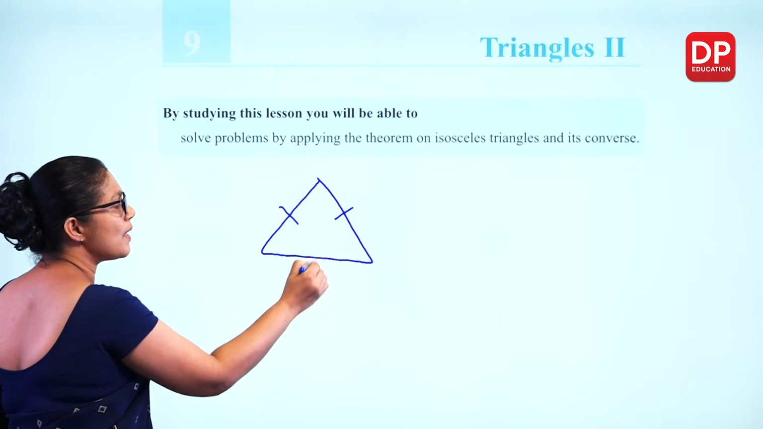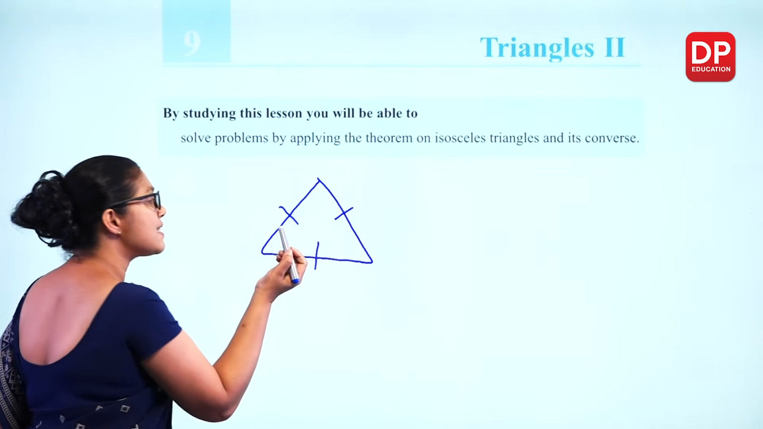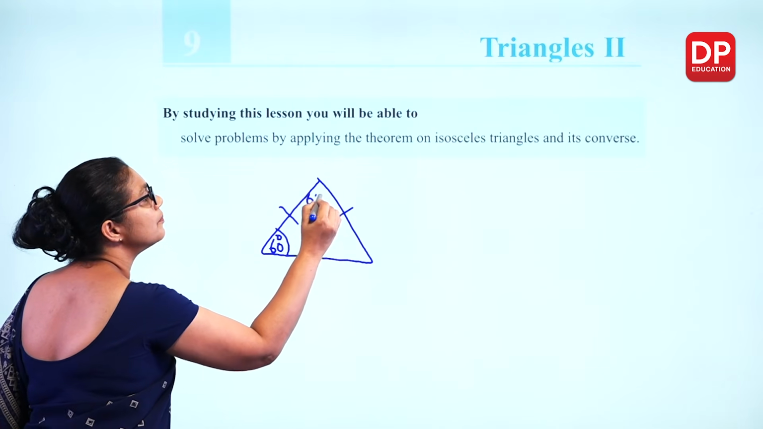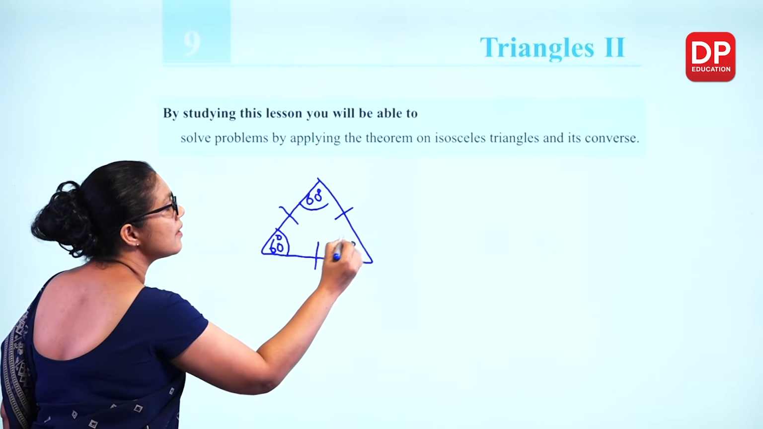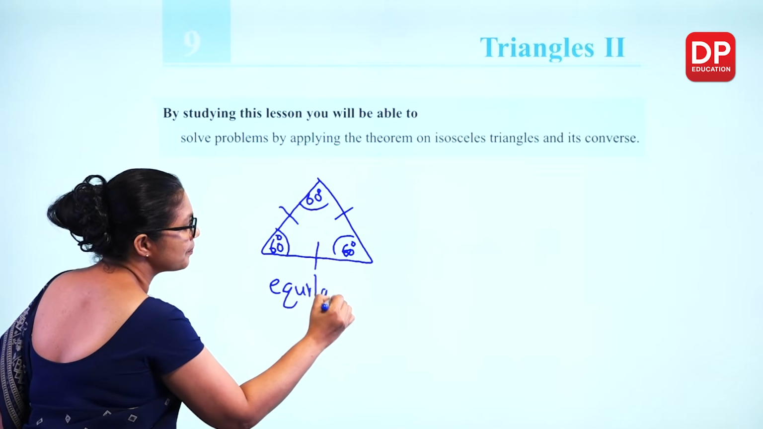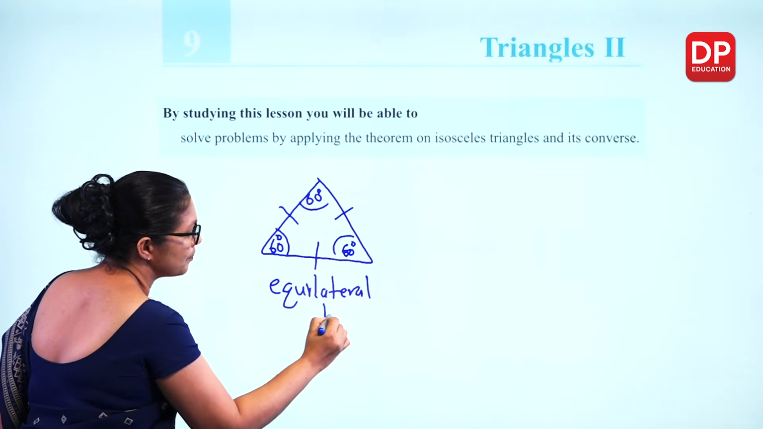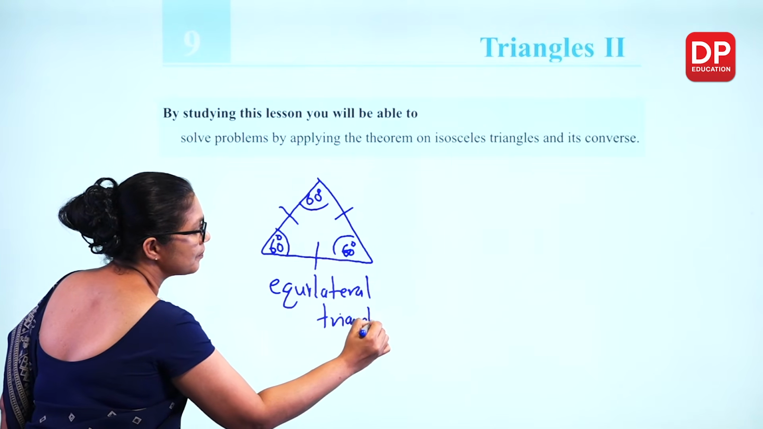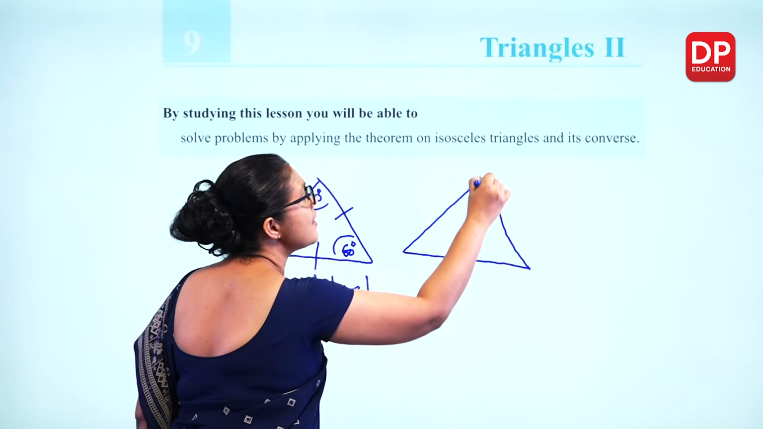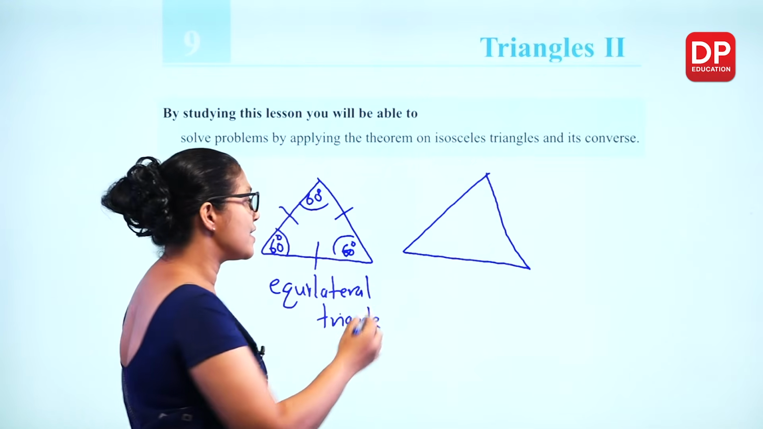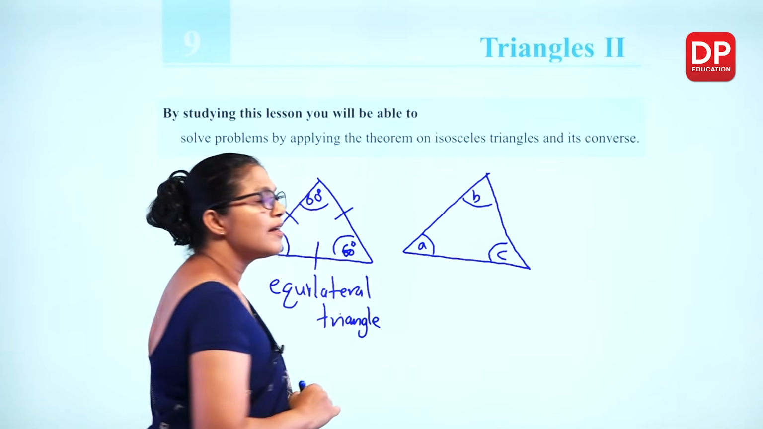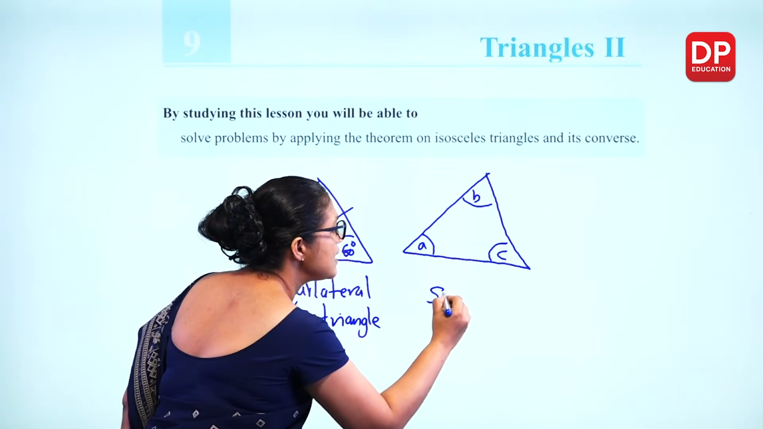All sides are equal and all angles are equal to 60. What do you call that? That's called equilateral triangle. What about the second type? All sides are different and all angles are different. So we can say A, B, C. What do you call that? Scalene triangle.